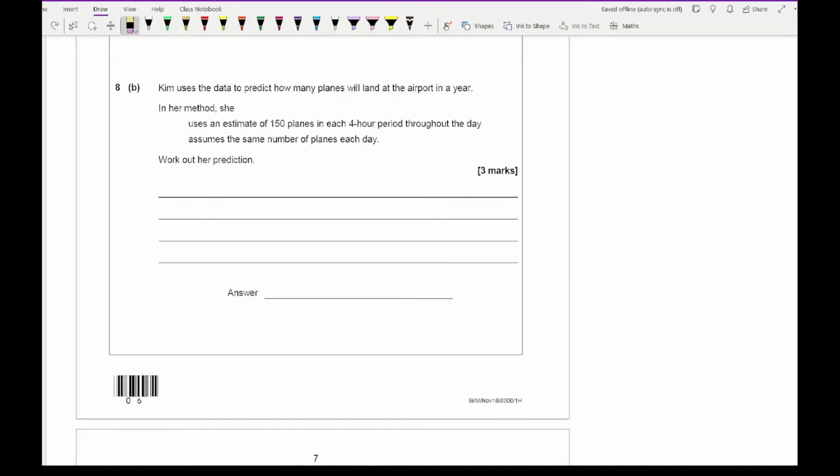So looking at question 8b, it says that Kim uses the data to predict how many planes will land at the airport. In her method, she uses an estimate of 150 planes in a 4-hour period throughout the day. Assume all the same number of planes land each day. Work out her prediction. So what I want to do is work out how many 4-hour periods there are per day. So that's going to be 24 divided by 4, which gives me 6. Then if I do 6 times 150, that gives me an answer of 900.